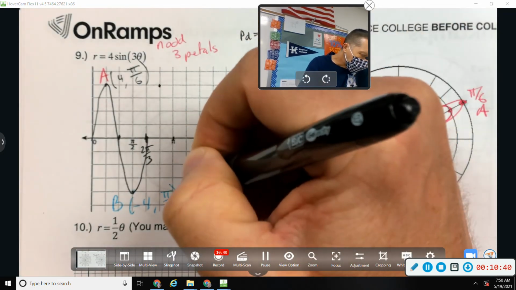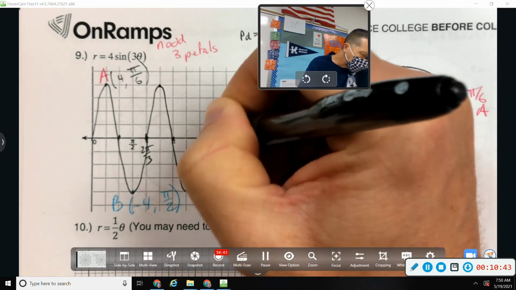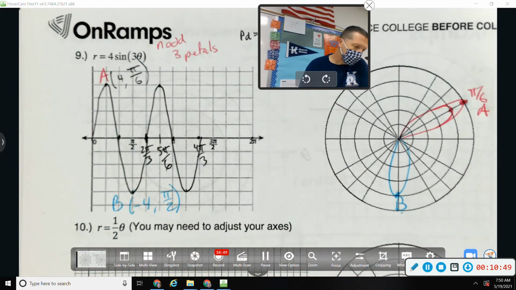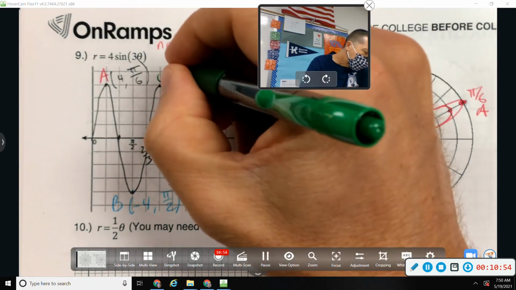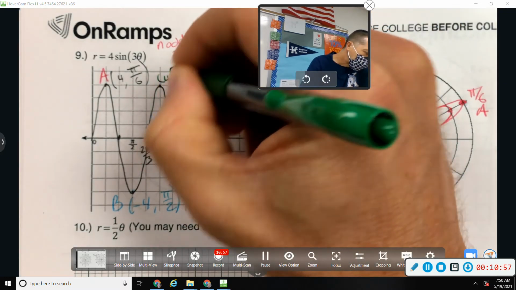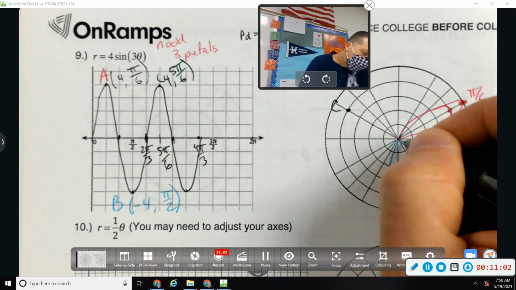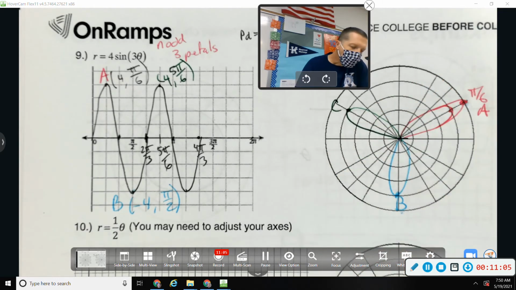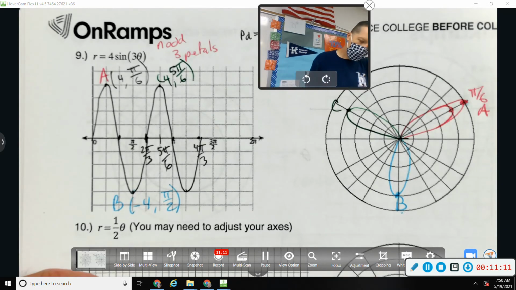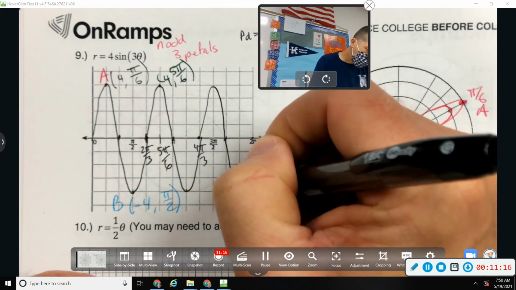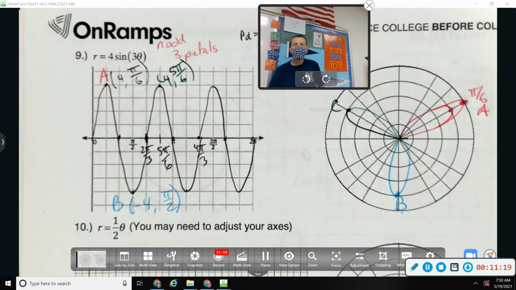Let's see. I guess we could keep going on this graph if we didn't know where the next one was. Looks like at 5 pi over 6. We're out at 4. 5 pi over 6. 1, 2, 3, 4. And now we've got our 3-petaled graph. And I guess if this was the assignment, we would need to finish out the picture here. And there's a 3-petaled sine graph.